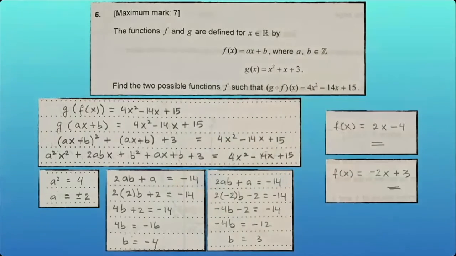Therefore, here are the two possible functions f. F of x is equal to 2x minus 4. When a is equal to positive 2, this one here, b is equal to negative 4. And when a is equal to negative 2, minus 2x, b is equal to 3. So f of x is equal to negative 2x plus 3.